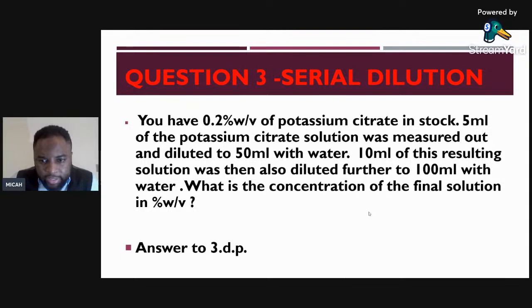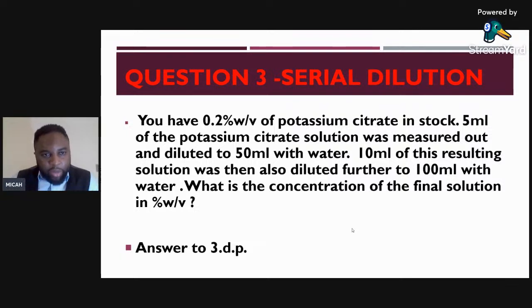Okay, so the correct answer, this question, like I said, has been in the exam before. So it's important that you learn how to do this question. The question is asking you to do serial dilutions, which is you take 5 ml from the stock solution, dilute it to 50 ml with water, take 10 ml from this new 50 ml, and dilute that 10 ml to 100 ml and tell us what the final concentration will be.